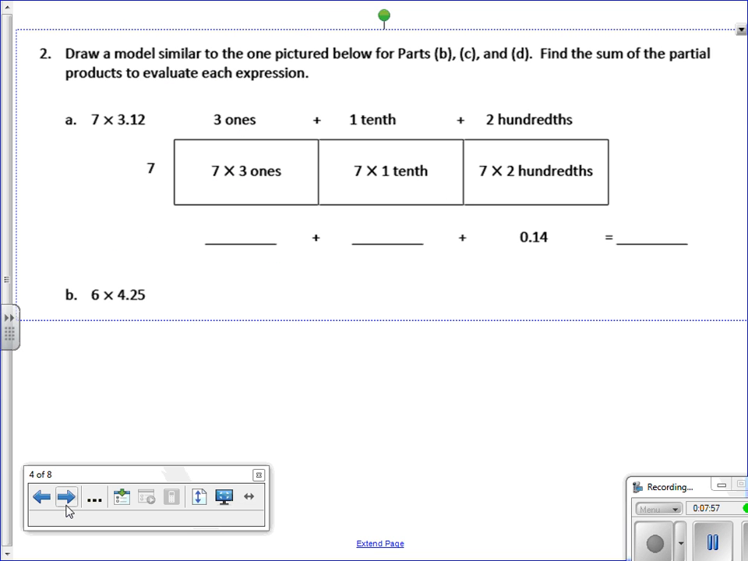Okay, number 2, it says draw a model similar to the one pictured below for parts B, C, and D. Find the sum of the partial products to evaluate the expression. So they broke the 3 up into 3 ones, 1 tenth, 2 hundredths. And then they're going to multiply each one of those by 7, similar to our distributive property.